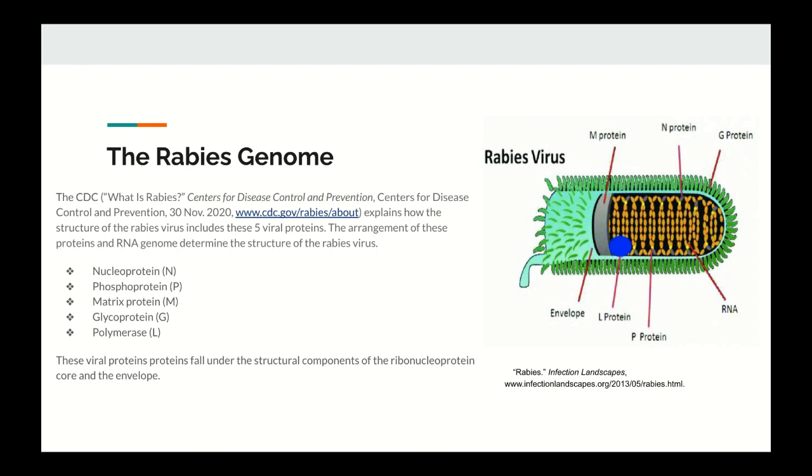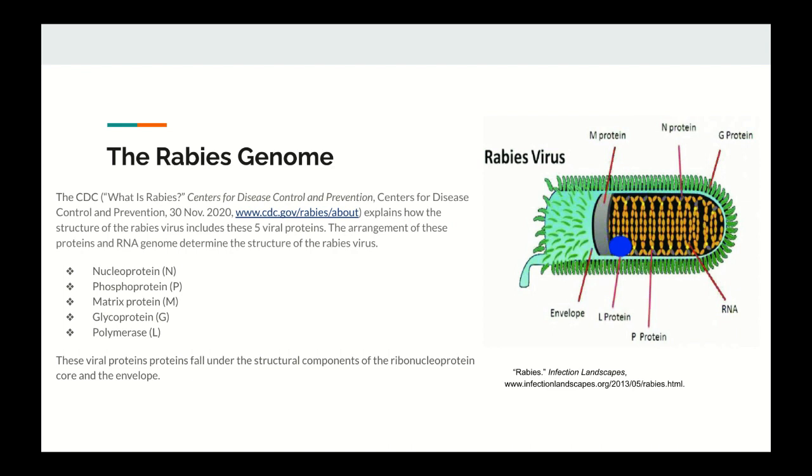Up next, we're going to talk about the rabies genome. According to the CDC, these are the 5 viral proteins that are in the rabies virus. Up first, we have our nucleoprotein N, our phosphoprotein P, our matrix protein M, our glycoprotein G, and our polymerase, which is L. So these viral proteins fall under the structural components of the ribonucleoprotein core and the envelope.